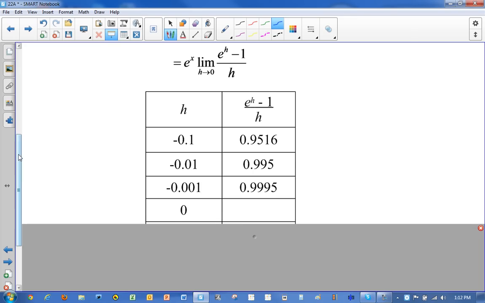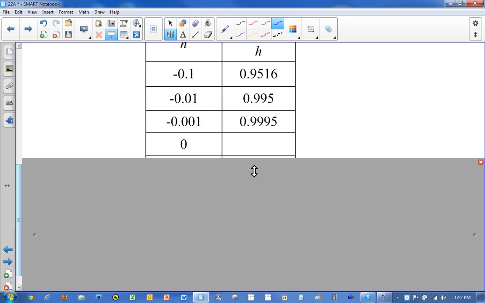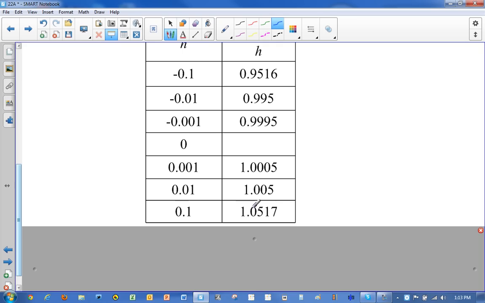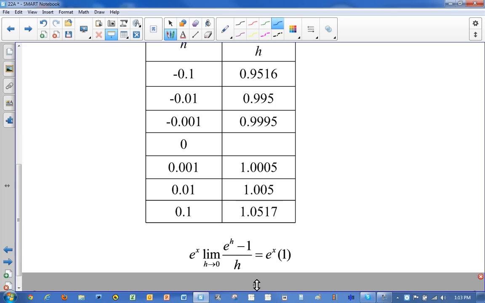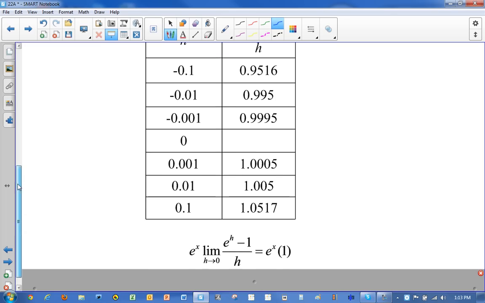I think we see where this is going. At 0, I get 0 over 0, which is indeterminate. Then let's look at what happens when I go to the positive side. I get numbers like 1.05, 1.005, and 1.0005. So you can see that the function doesn't exist at 0, but the numbers approach a y value of 1. So we can say that the limit equals 1.